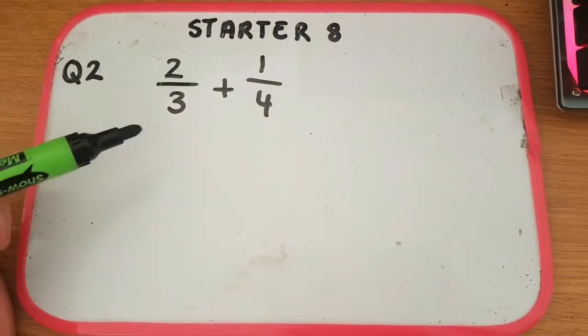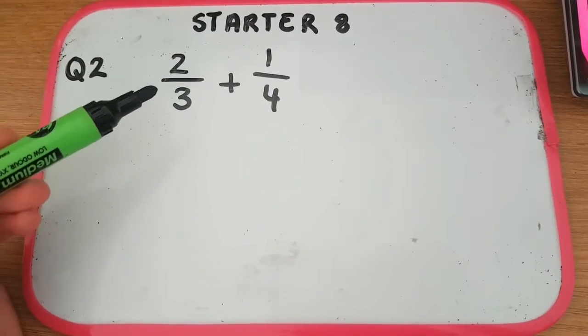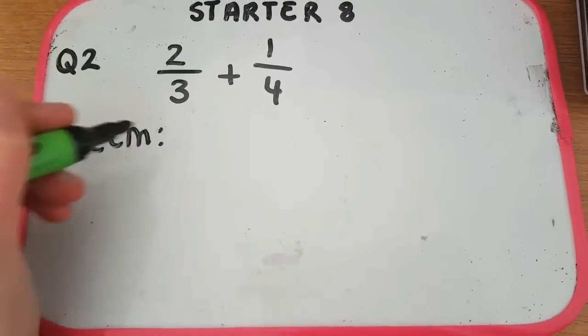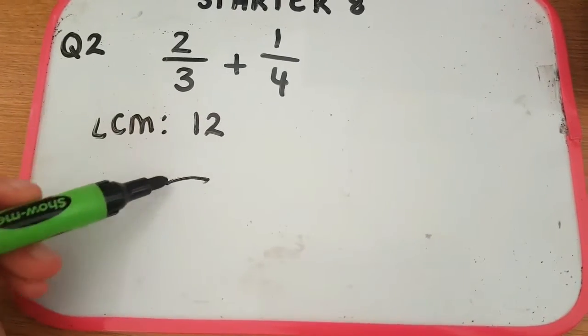Question 2, I'm adding together two fractions, but they have different denominators. Now when I add fractions, I have to have the same denominator. So my lowest common multiple of 3 and 4 is going to be 12. So my new common denominator is going to be 12.